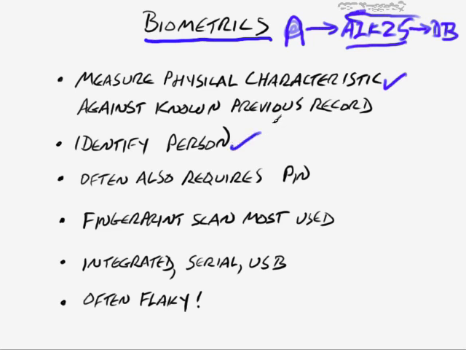This identifies you as indeed who you say you are. Sometimes this may also require a PIN. So you swipe your finger across the scanner, and then you also have to enter a PIN, so it's something that you possess, your fingerprint, and something that you know, kind of a double level of security. Fingerprint scanners are the most frequently used types of biometrics, although I have also seen optical scanners.